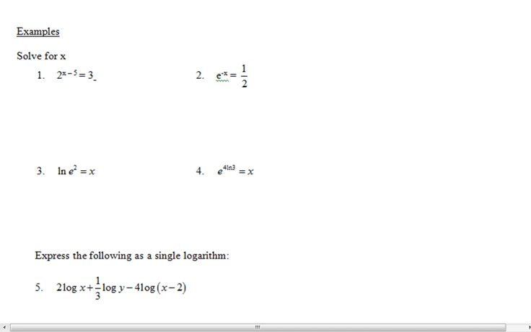Okay, so let's solve these. Do you like these? I love these. These are always so much fun. I need to get out more. Clearly. Sorry.